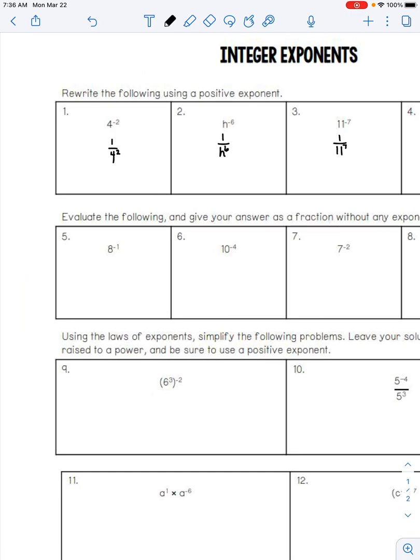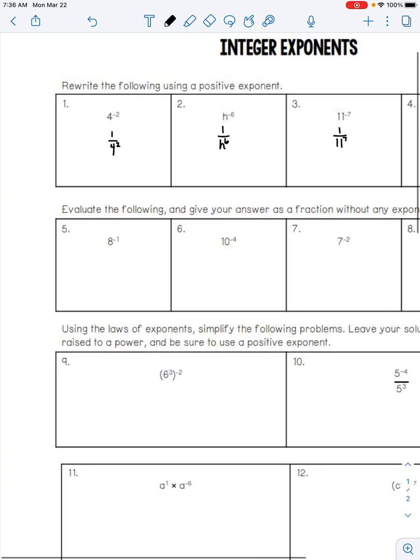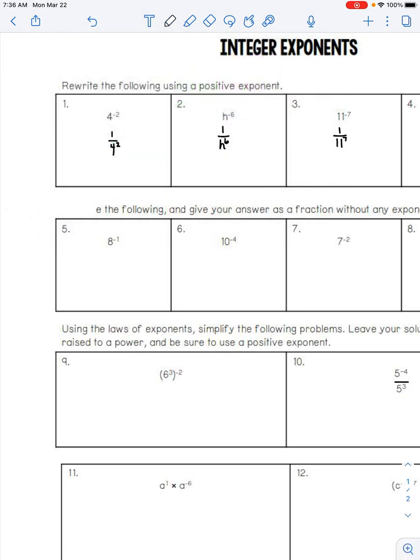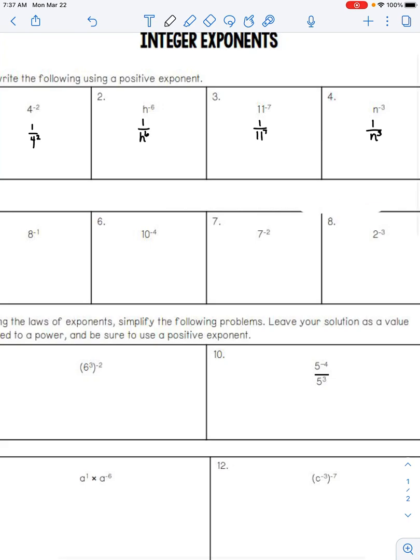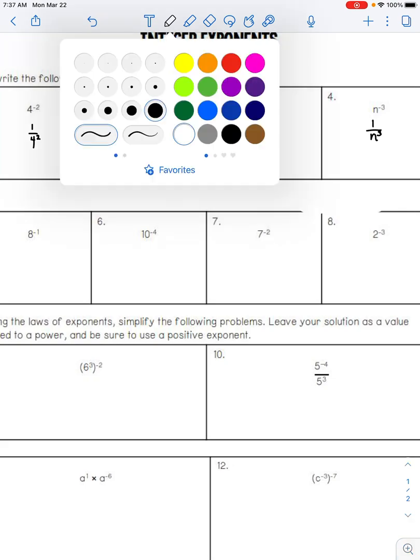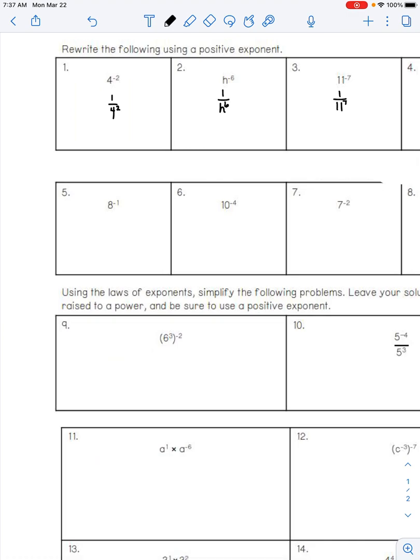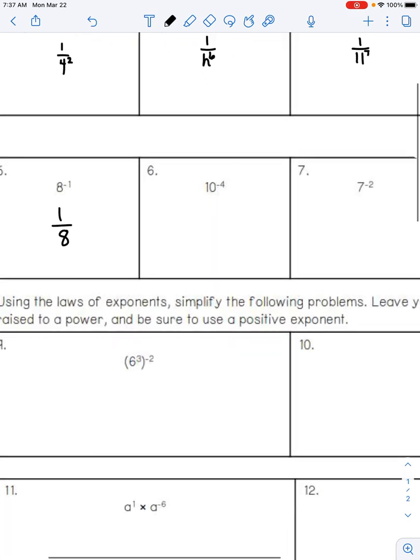Let's do the same thing here. And I don't know if you noticed, but on your actual practice, I erased this, and we're actually still going to write these as we did 1 through 4. So number 5 becomes 1 over 8 to the 1st power, so you don't have to write a 1 power. That's understood.